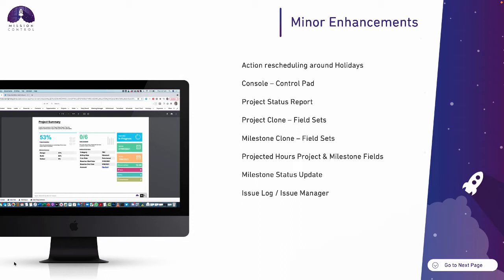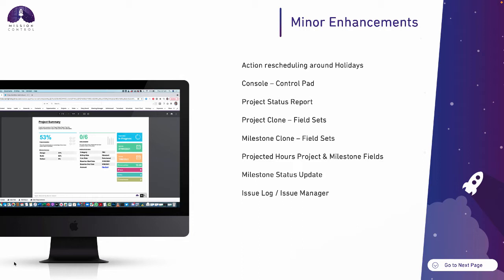Made a minor modification to the project status report around the actual project detail for customers who aren't using the custom fields section. Those empty columns will now be hidden. We've added in field sets for the project clone page and the milestone clone page. We've added in some new fields that will, so the fields already existed on the action that gave you projected hours indication. Those fields have also been added on the project and milestone.